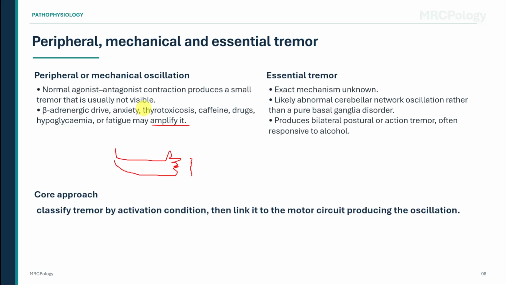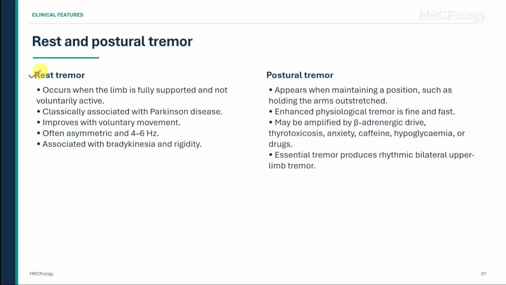Classify the tremor according to its activation condition and then link it to the motor circuit most likely to be producing the oscillation. A rest tremor occurs when the affected body part is fully supported and not voluntarily activated. Ask the patient to relax their hands on their lap. Observe from different angles. Mental activation, such as asking the patient to count backwards, may make a subtle tremor more visible. A rest tremor is classically associated with Parkinson's disease.